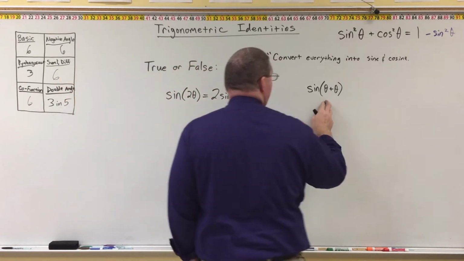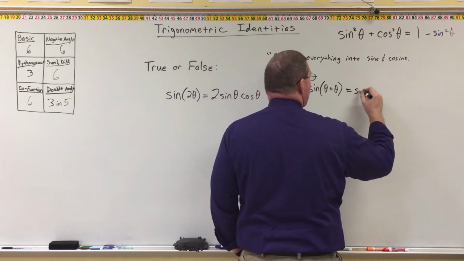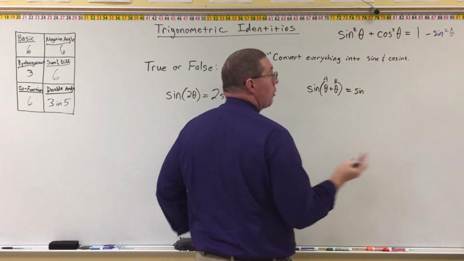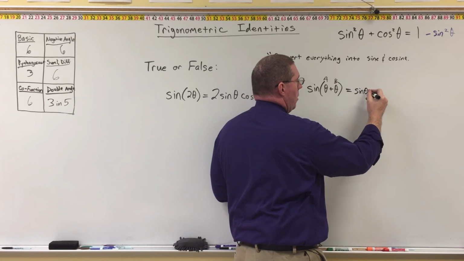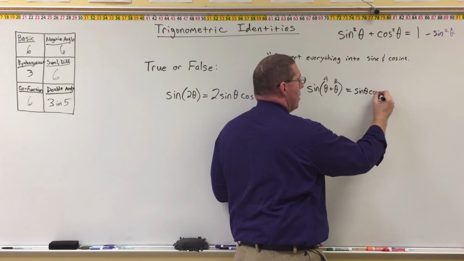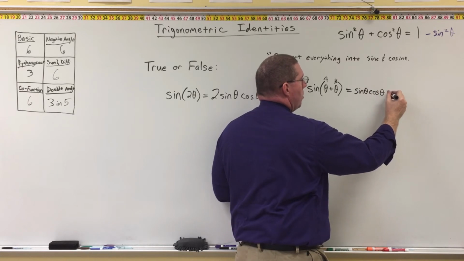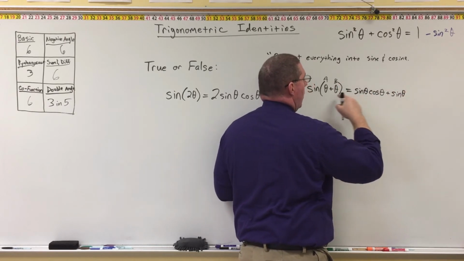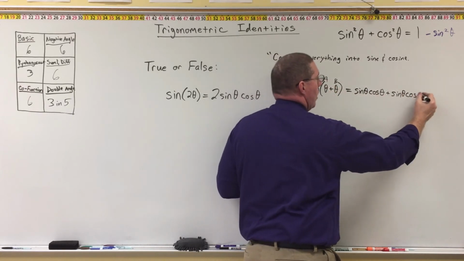So if I have sine of theta plus theta, wouldn't that be equal to now to sine of A? So this is A and B, right? That's A and this is B. But they're both the same. So sine of A, which is theta, times cosine of B, which is also theta, plus sine of B, which is theta, times cosine of A, which is also theta.